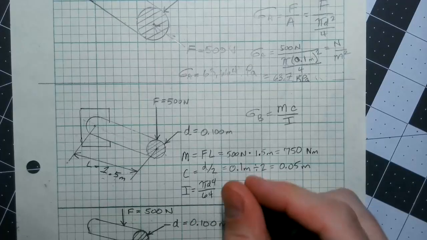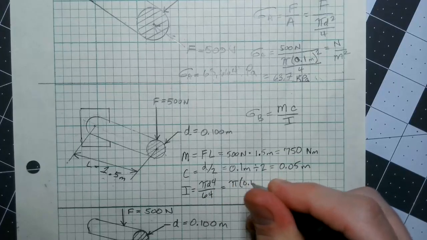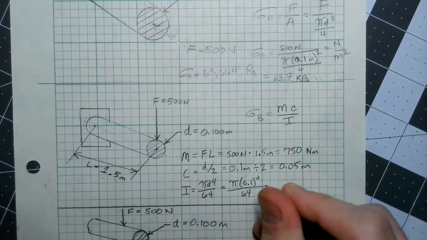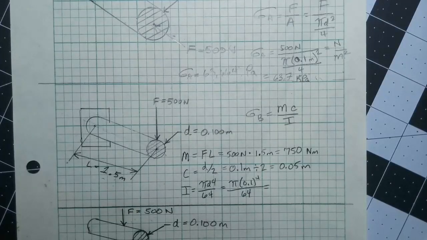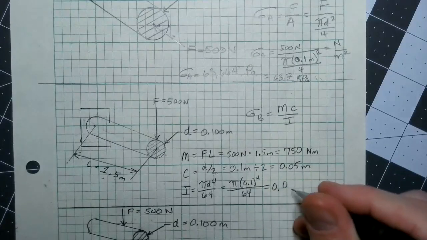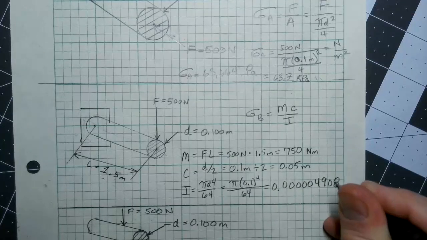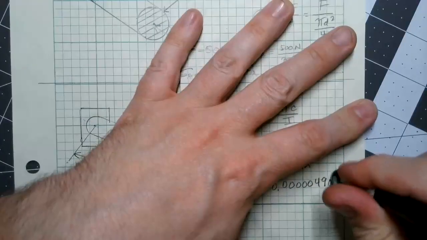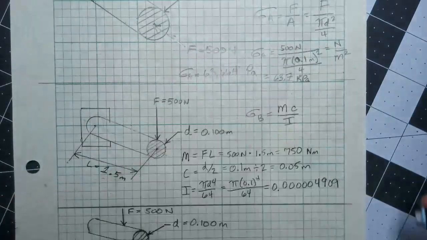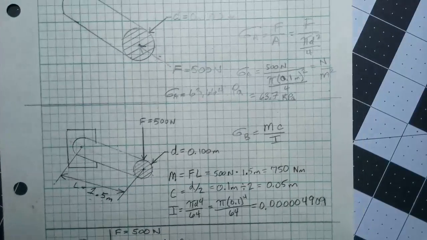Our moment of inertia is pi times 0.1 to the fourth divided by 64, and that is equal to a very small number. It is 0.000004908. Actually, we'll round it up to 0.000004909 because it goes pretty close to that. And you can obviously use scientific notation there to make that simpler to deal with. Okay, so now we should have everything we need.